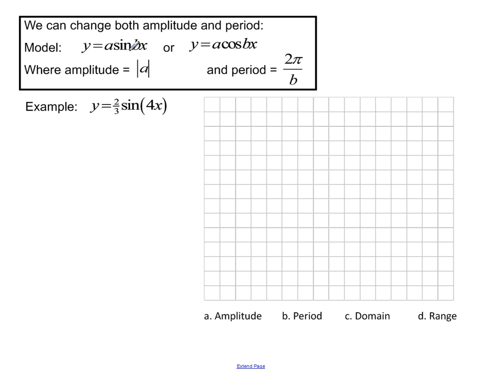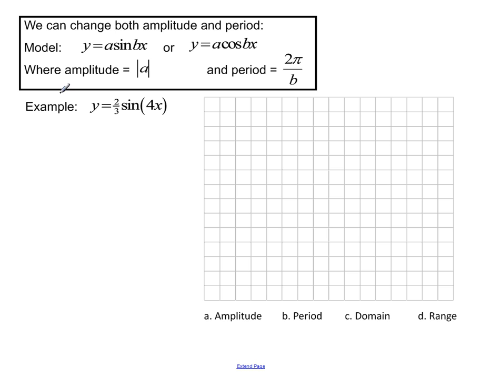Okay, so now we want to put it all together. What happens if we have both a change in the amplitude and in the period? Well, we're going to go through a laundry list of material and we'll just find all of these values and use them to help us come up with a table of values that we're going to use to graph or get a sketch of our function.